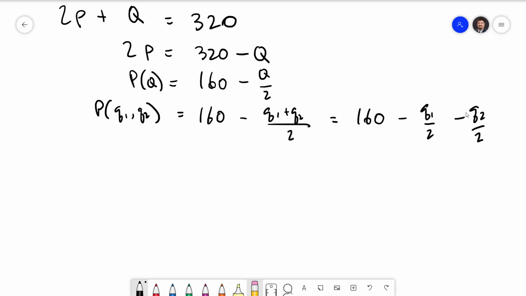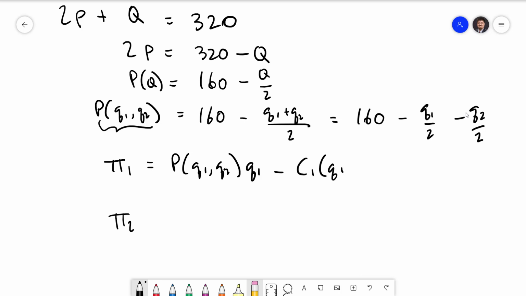As with all the other markets we've studied in this course, firms are maximizing profit, and so we are going to set up the profit function for each firm. Pi1 for firm 1 and pi2 for firm 2. As always, this is going to be total revenue minus total cost. Total revenue is price times quantity, where price is determined by our inverse demand function. And so we're going to get P of Q1, Q2 times Q1. That's going to be firm 1's revenue, minus the total cost for firm 1, which is C1 of Q1.